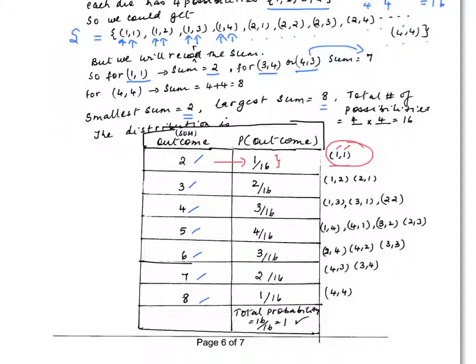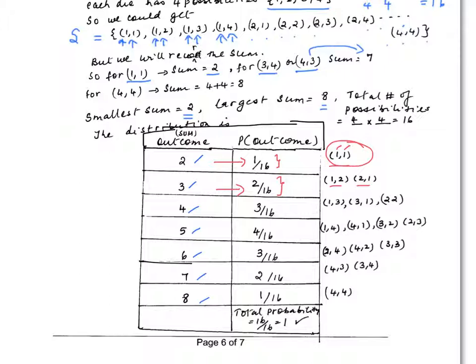What's the probability of getting 3 as the sum? There are two ways in which we can get 3 as a sum. It could be 1, 2 or 2, 1. Each pair adds up to 3. So there are 2 out of 16 outcomes that give us 3. So the probability of getting a 3 is 2 out of 16.